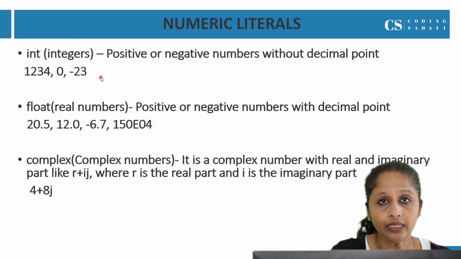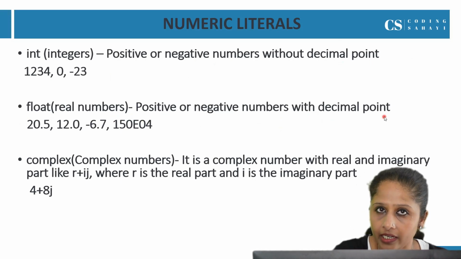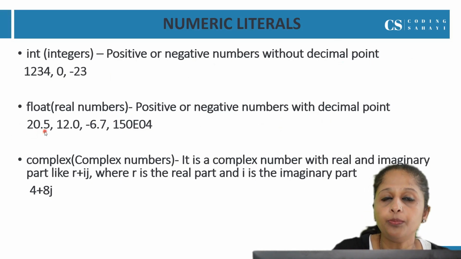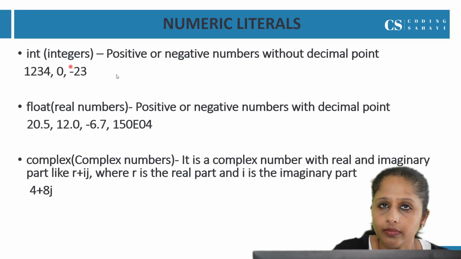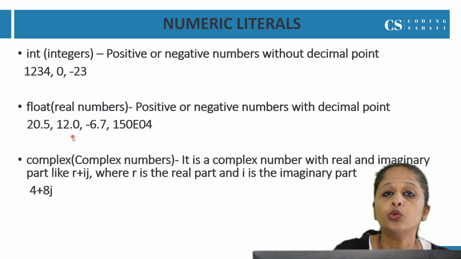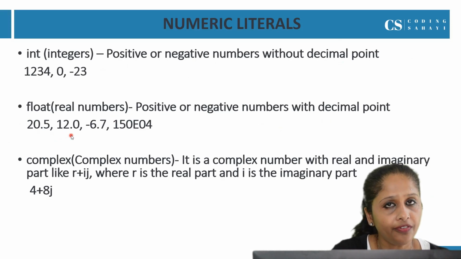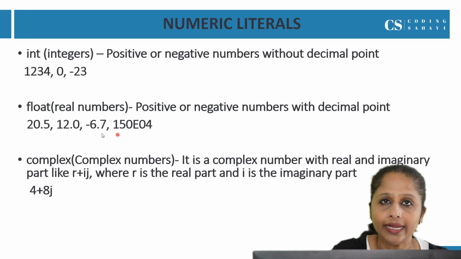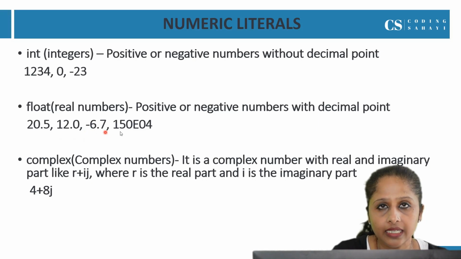So any signed integers, that is positive or negative integers, can be written here. There should not be any decimal point. Then we have float, that is real numbers we are using here. Here we are using positive or negative numbers with decimal point, that is fractional values can be used here, like 20.5, 12.0. If you are writing 12 then it means it is an integer. If you are writing 12.0 then it is a floating point number. Then negative numbers can be given like minus 6.7.